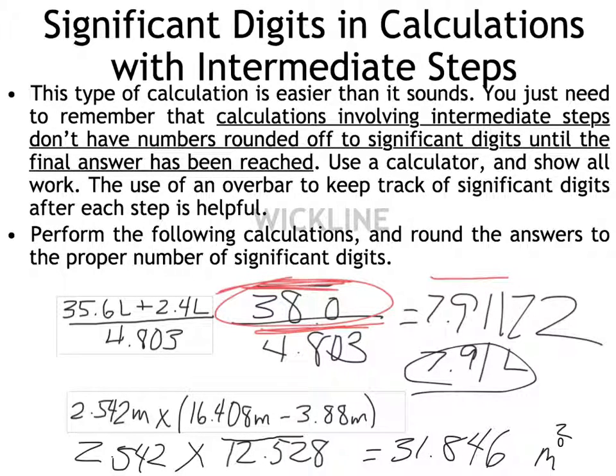And in terms of sig figs, this number has 4 sig figs, and this one has 4. So I'm going to give 4 to my final answer. And I'm going to go with 31.85 square meters. So hopefully that made sense. And you can ask in class if it didn't.